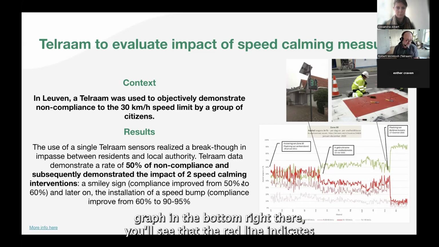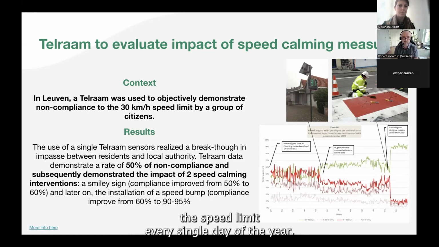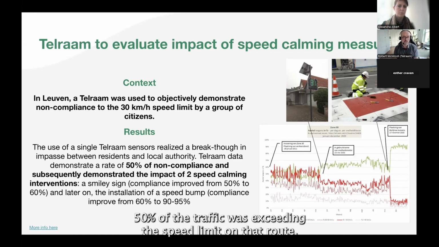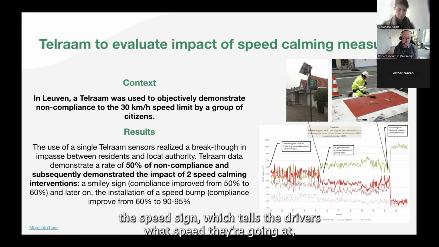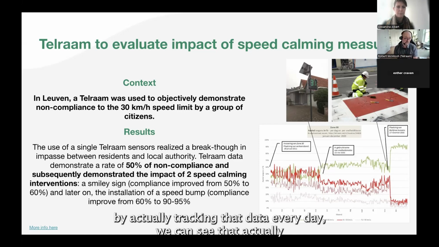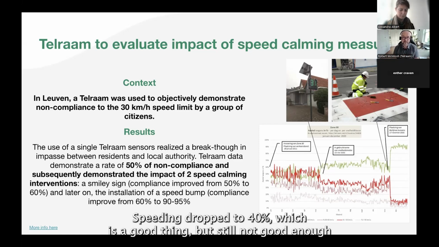It's maybe a little bit hard to see, but if you look at that graph in the bottom right, you'll see that the red line indicates the percentage of traffic that we registered that was going above the speed limit every single day of the year. And you'll see that for about half the year, 50% of the traffic was exceeding the speed limit on that road. So we validated that residents' view of what was going on. That lobbying led to the installation of the sign you'll see just up there, which is the speed sign, which tells the drivers what speed they're going at, but doesn't do any enforcement. By actually tracking that data every day, we can see that it had an impact. At exactly what impact? It had a 10% impact. Speeding dropped to 40%, which is a good thing, but still not good enough.